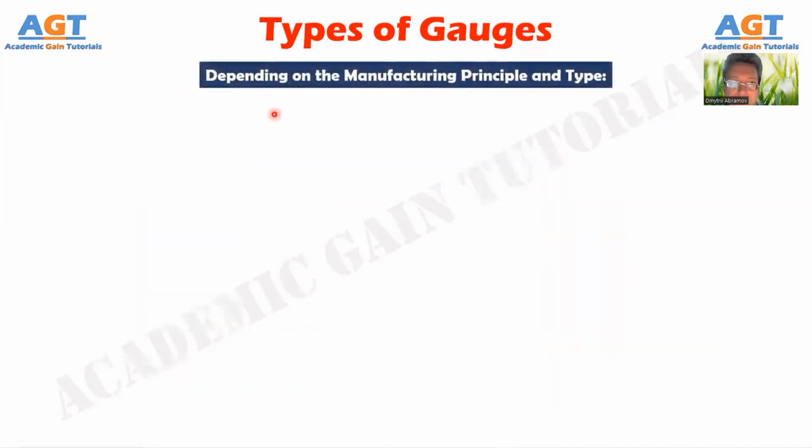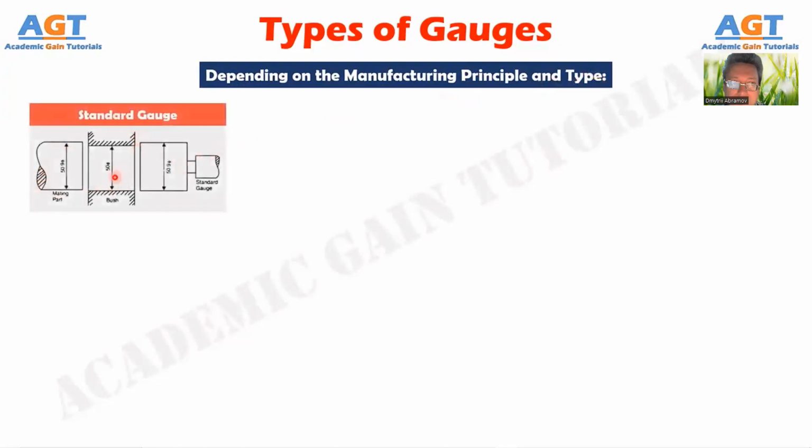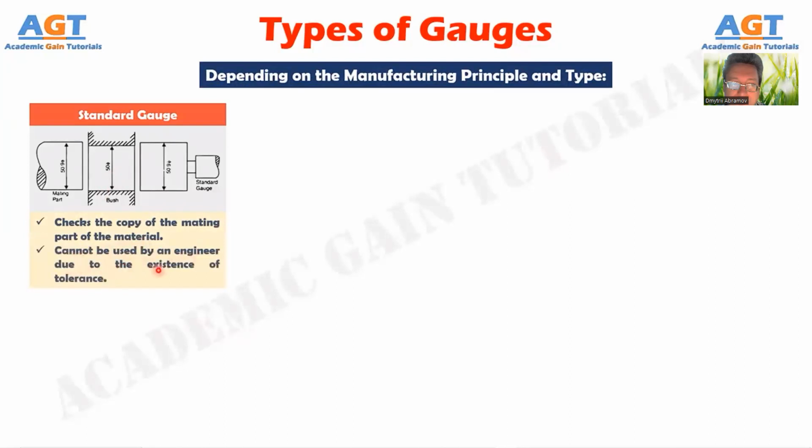Number 1, depending on the manufacturing principle and type. Standard gauge. A standard gauge can be defined as the measuring tool that checks the copy of the mating part of the material. This gauge cannot be used by an engineer due to the existence of tolerance in a workpiece.